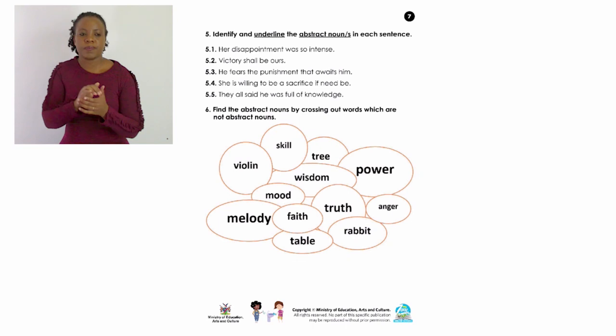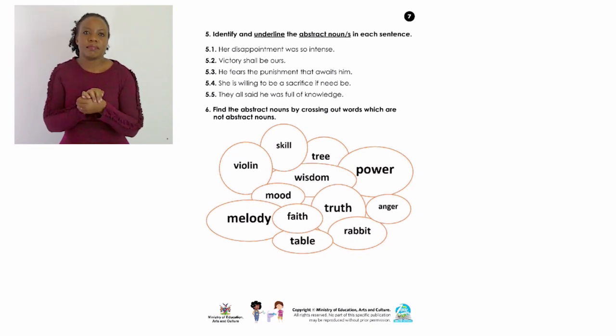For instance, a word like tree is not an abstract noun, it's a common noun. So those are the words that you cancel out. But words like wisdom, that's an abstract noun, so you don't cancel it out, you leave it.